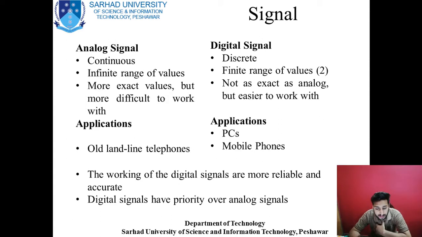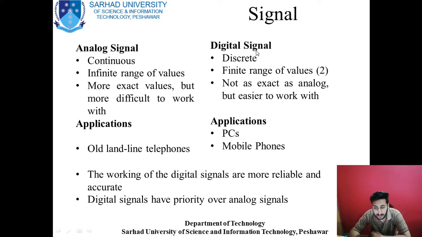Now there are two types of signal: one is analog, another is digital. An analog signal is a continuous signal. It has infinite values and more exact values, but it is more difficult to work with. Let me show you examples along with diagrams in a later slide, but for now we will discuss both of these.